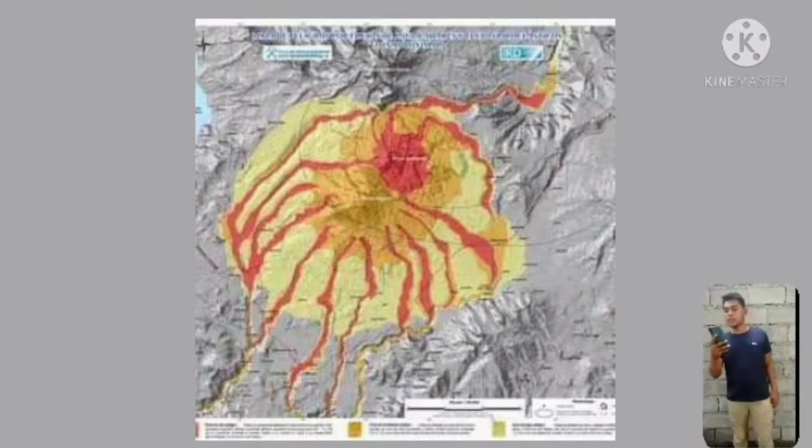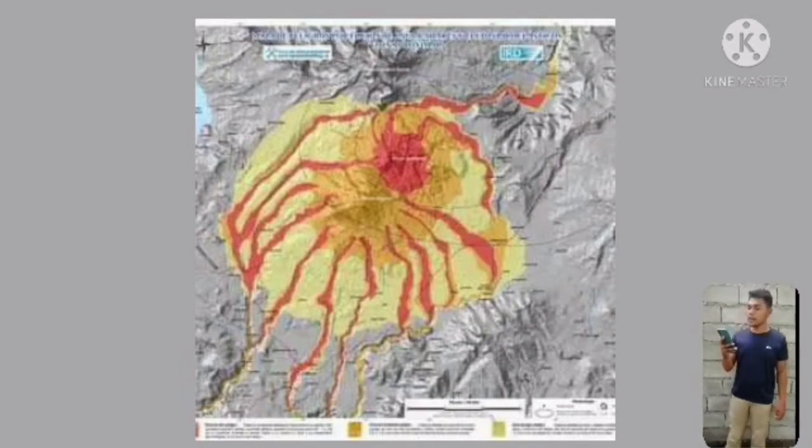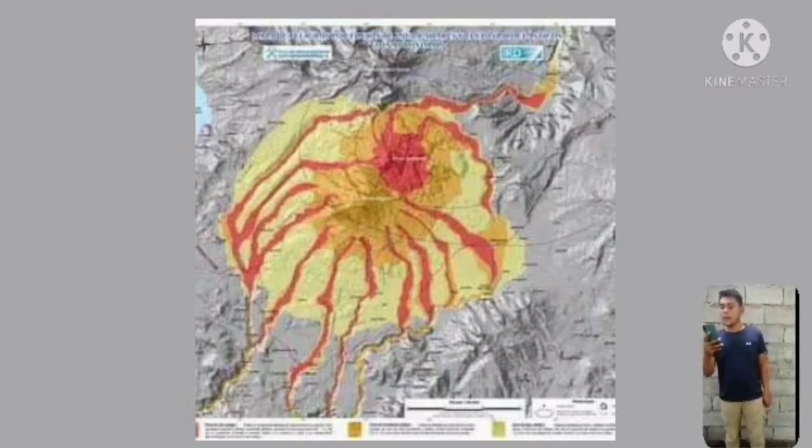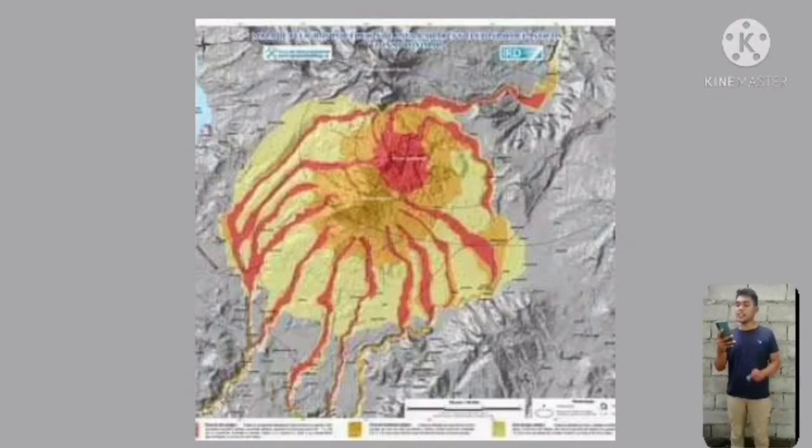Number 7, a map isolating hazard at the Ampato and Sabancaya Volcanic Complex. So nakikita nyo sa mapa, may red, orange, at yellow. So the red one is high danger. So pag nasa red one ka, danger talaga yan. So dyan galing ang mga lava flows, mud flows.